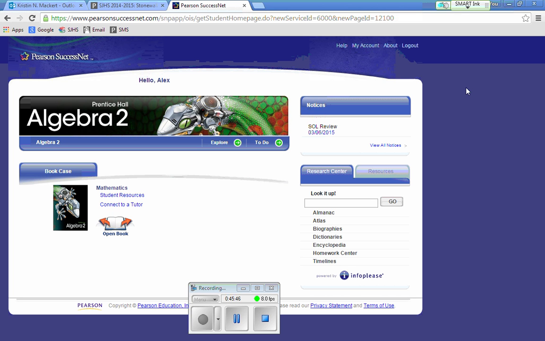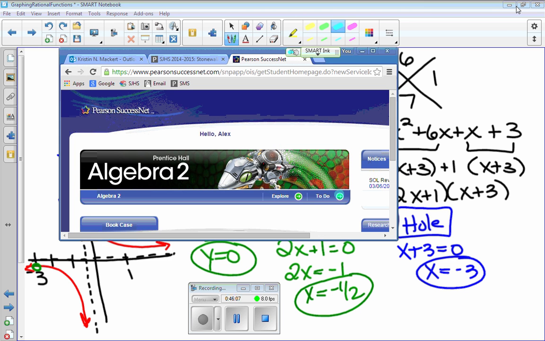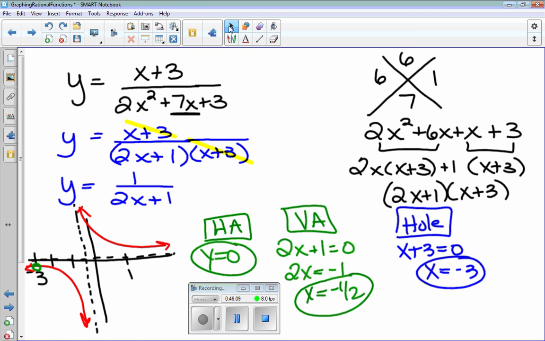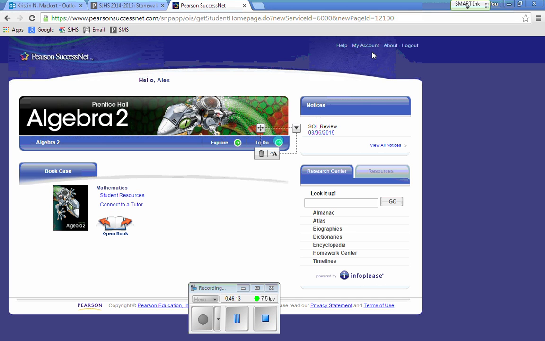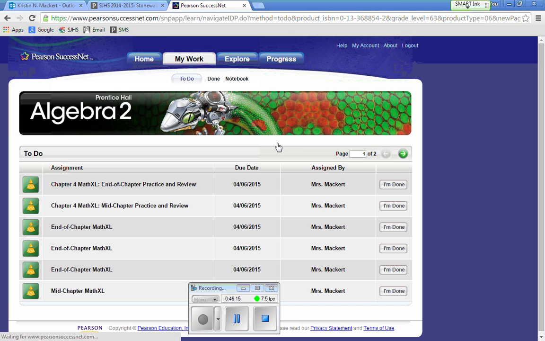You're going to log in to pearsonsuccessnet.com, okay? If you don't remember your login or password, we'll clear that up in the next 20 minutes, before class ends today. Once you log in, you're going to click on this little to-do button. When I click on the to-do button, hang on one second. Let's try it again. All right, when I click on the to-do button, there we go.